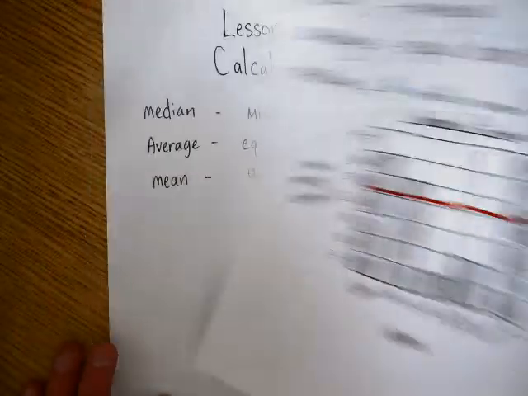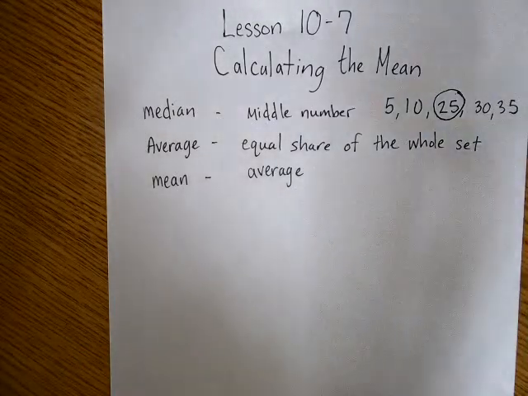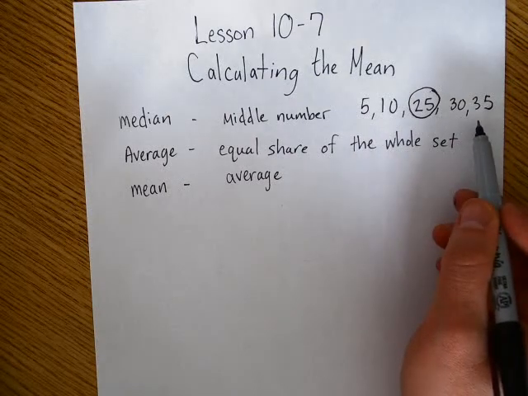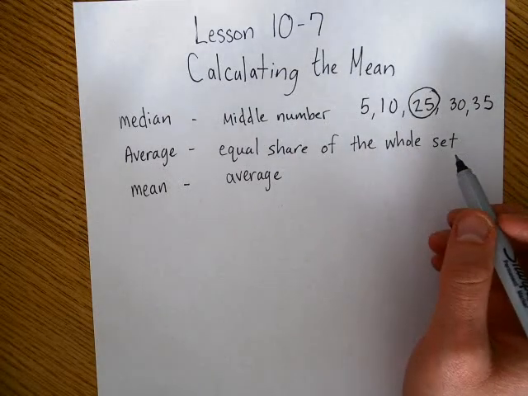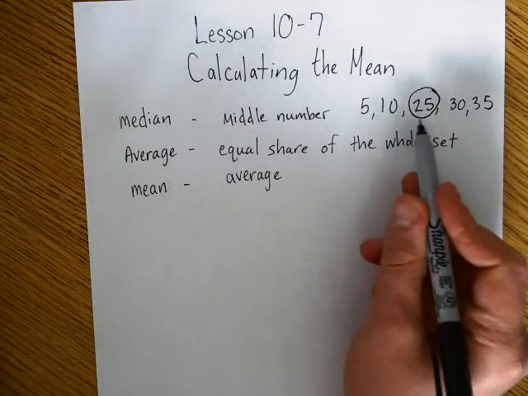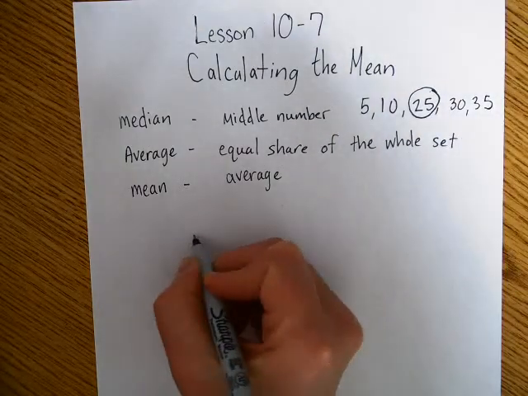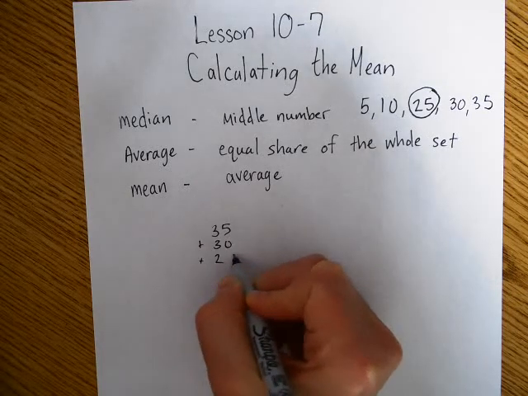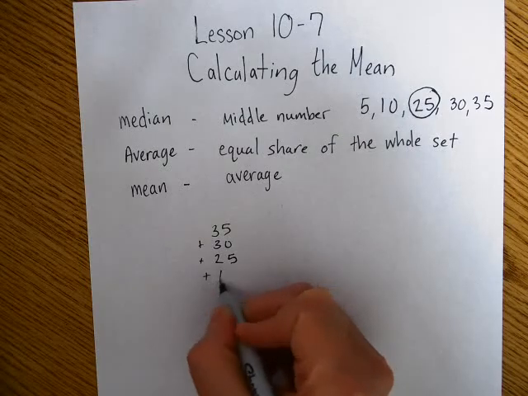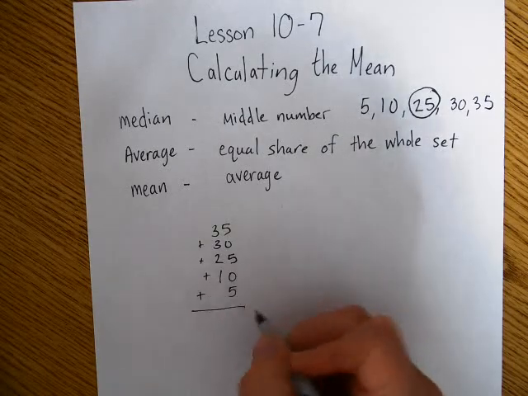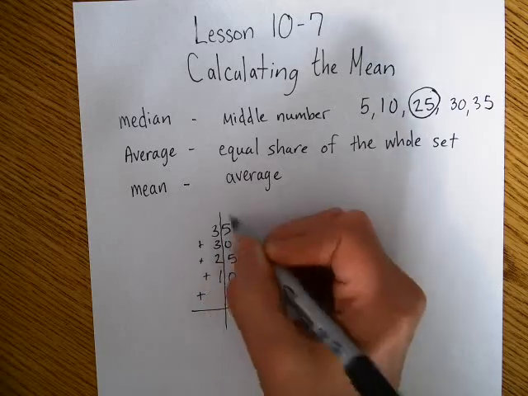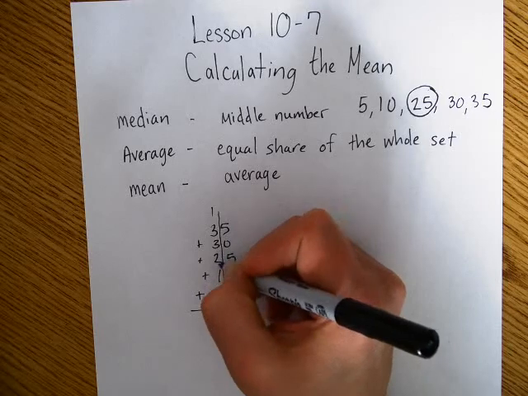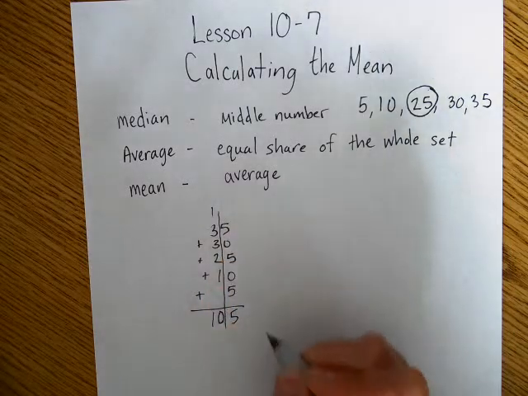Today we're going to look at another way to find the mean. The way to do that is by adding all of these numbers up and then dividing by the number of numbers that we have. So if we add all these numbers up, we would say 35 plus 30 plus 25 plus 10 plus 5. So we can just add them like this. Keep your columns straight. 15, and so carry the 1. Then we have 6, 7, 8, 9, 10. So it should be 105.